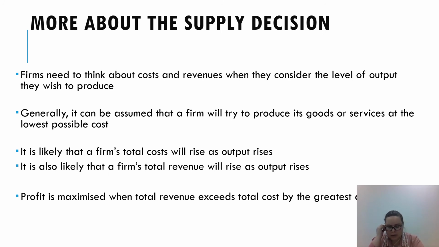So we are going to discuss a little bit more about the supply decision. We can say that firms, as companies, might think about the costs and revenues when considering the level of output that they wish to produce. So let's say we are planning to increase our output. We need to have a look at the costs and the revenues to understand how exactly we have to plan and what our strategy would be.